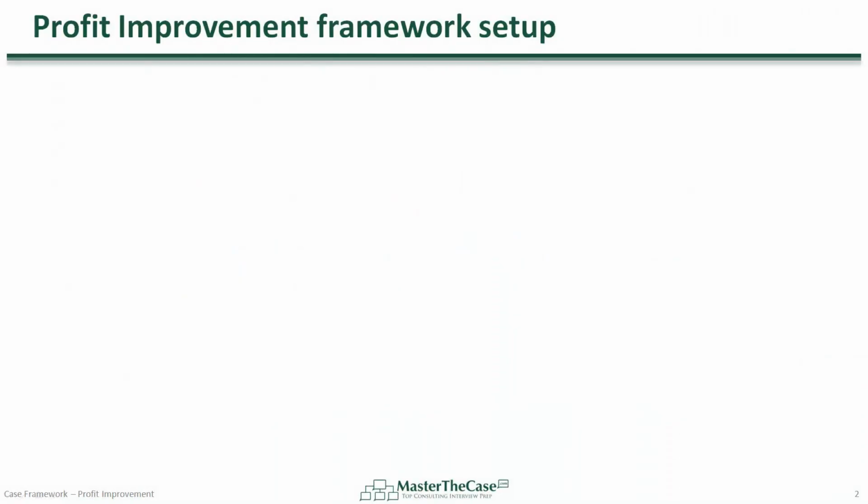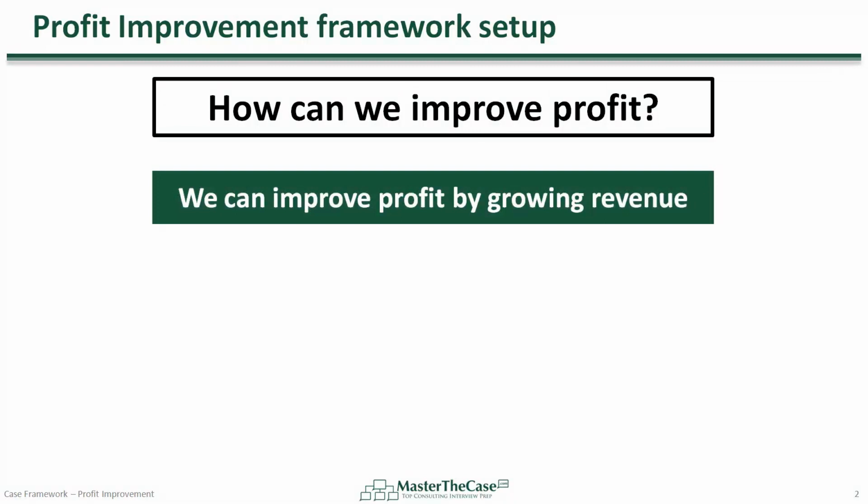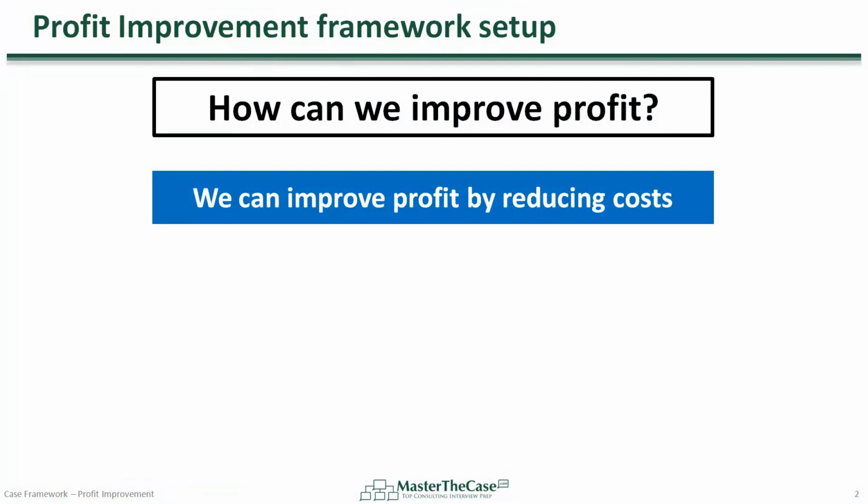The profit improvement framework setup closely follows the process described in the structured case analysis tutorial. We start with defining the primary question, which in profit improvement cases is typically, how can we improve profit? To answer this question, we can form two alternative initial hypotheses focused on the two core drivers of profit, revenue and cost. One, we can improve profit by growing revenue, or two, we can improve profit by reducing costs.